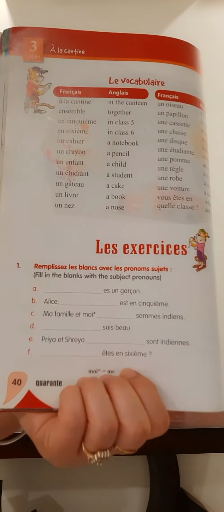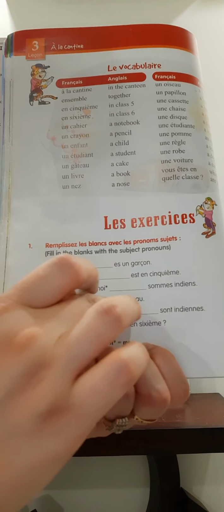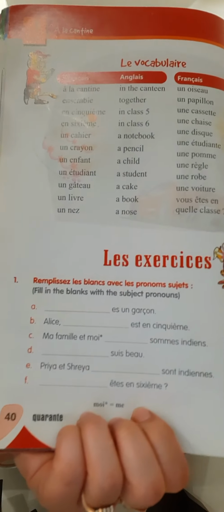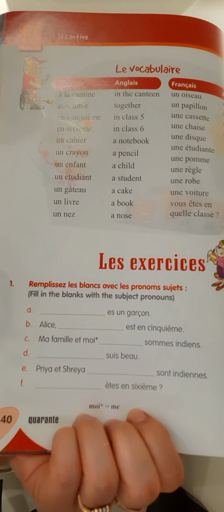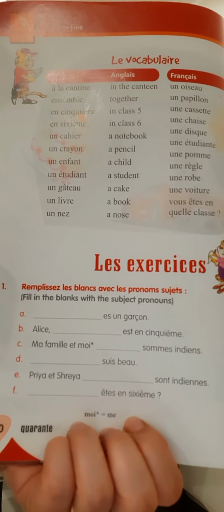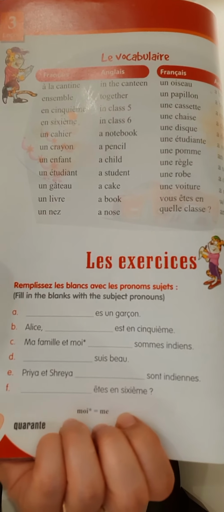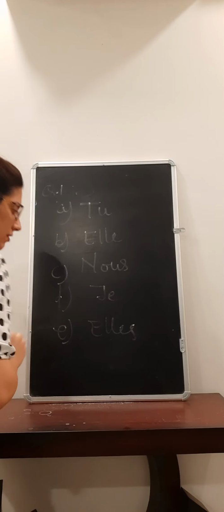Now, Priya and Shreya blank sont indiennes. Priya and Shreya means we are talking about two girls. So for more than one girl, what do we use? Elles, the plural, E-L-L-E-S, elles.